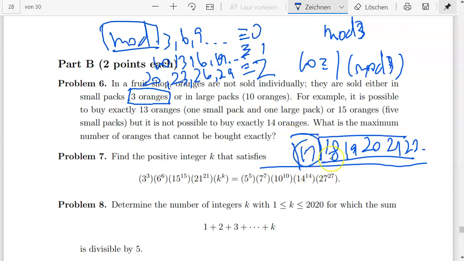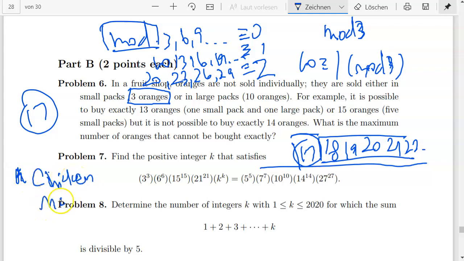I don't know if I'm explaining this problem in a proper way, but I hope you can observe this, because this one might take a lot of time. Regarding this problem, there's a theorem in number theory, I'll write it over here. If you're interested, you can search it. It's the Chicken McNugget theorem. It's a very strange name, right?